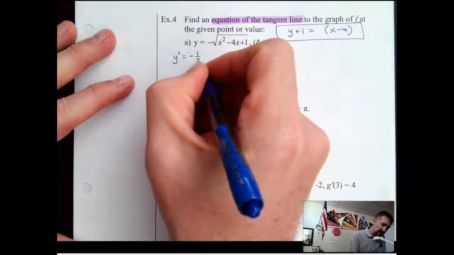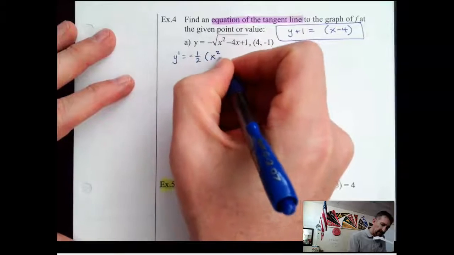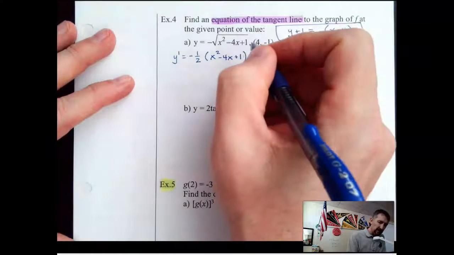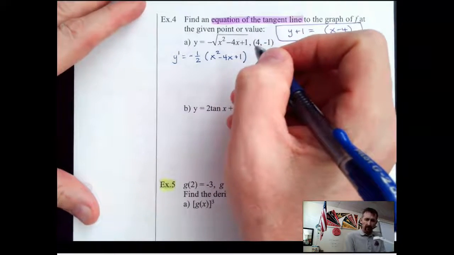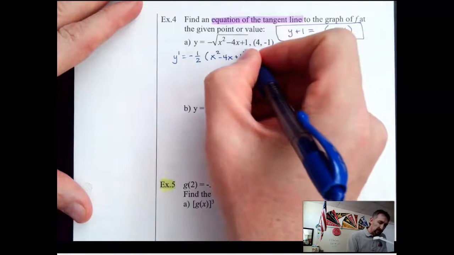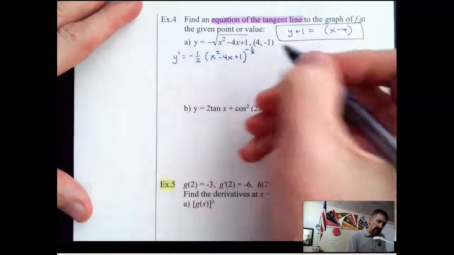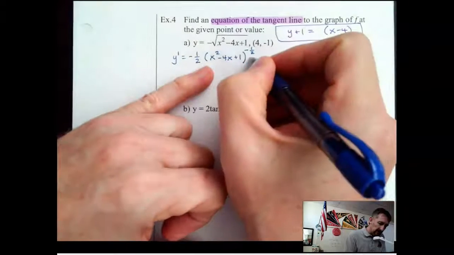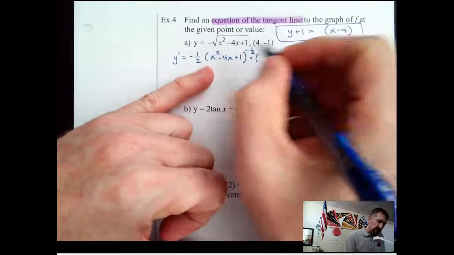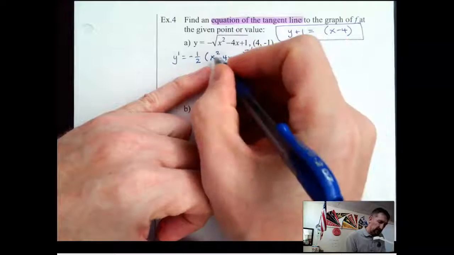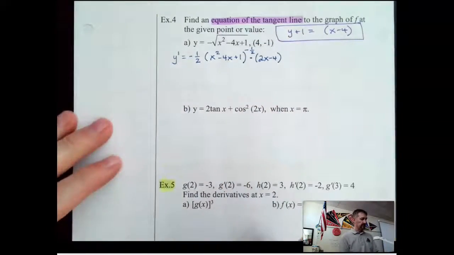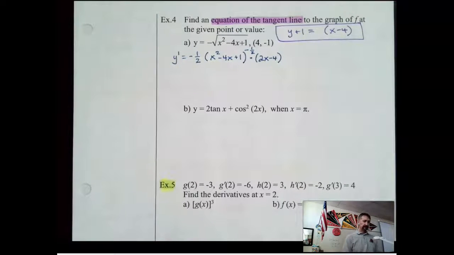So that's going to be negative 1/2. Then I had x squared minus 4x plus 1. And then I'm going to subtract 1 from that. So that's going to be negative 1/2 power. And then times the derivative of the inside. So this is going to be 2x minus 4. Okay? So, that looks all right.